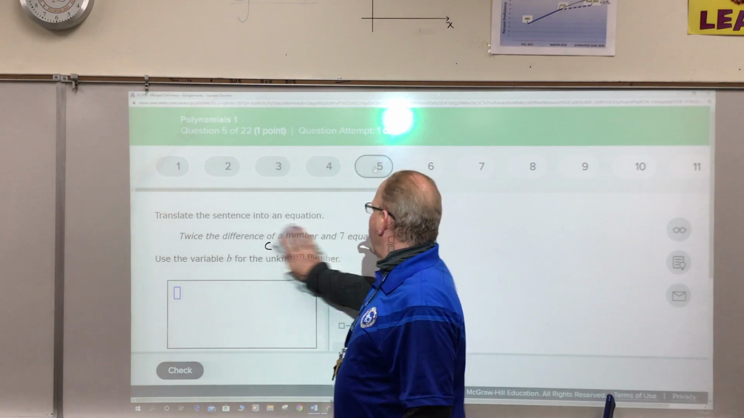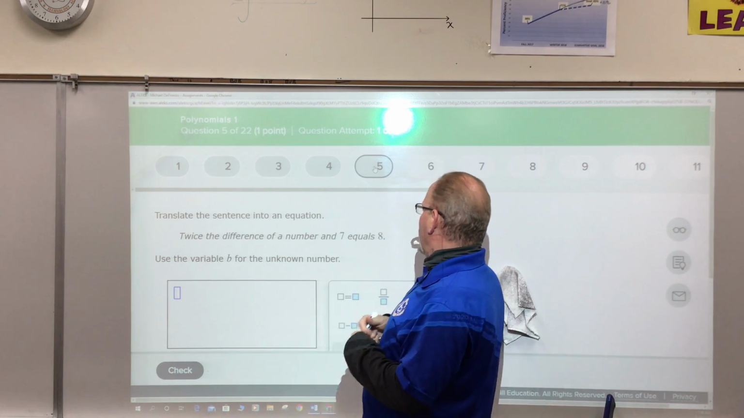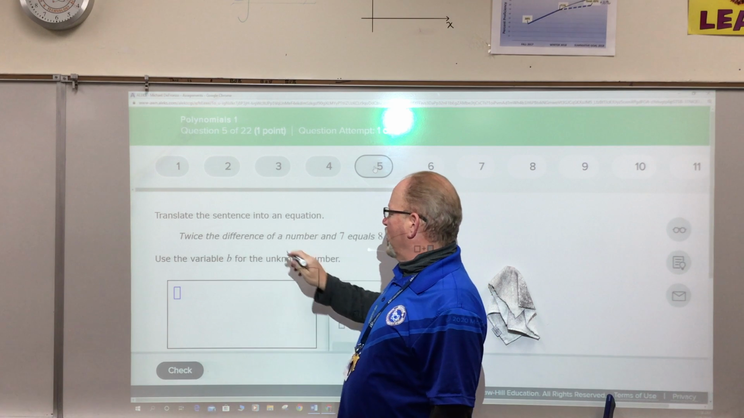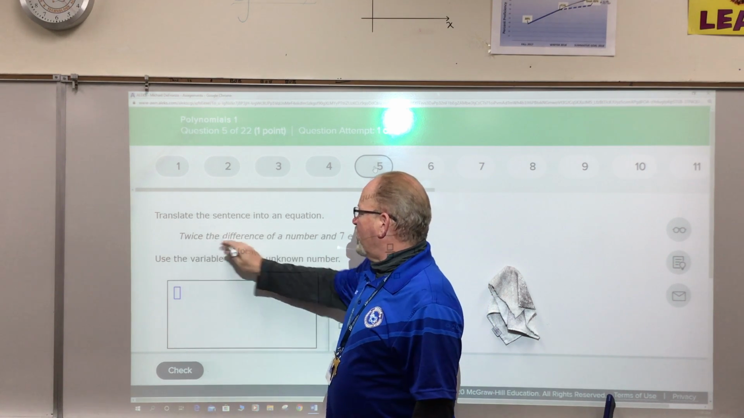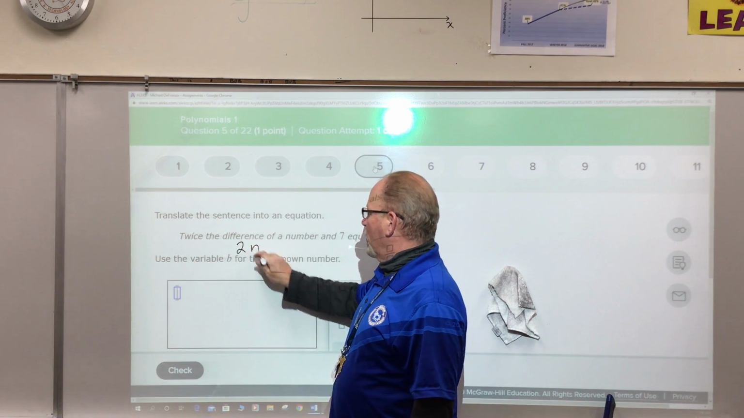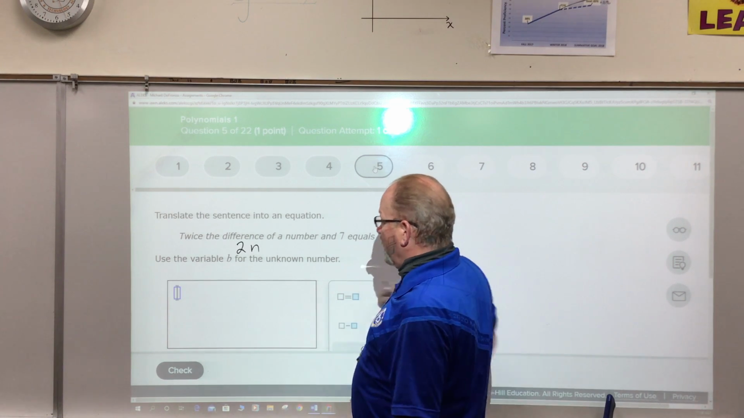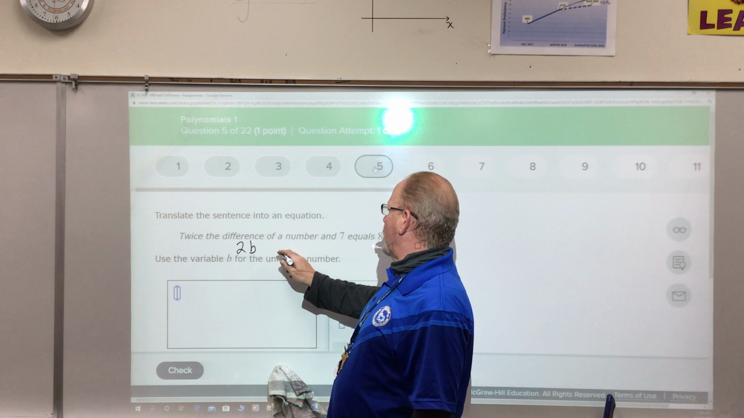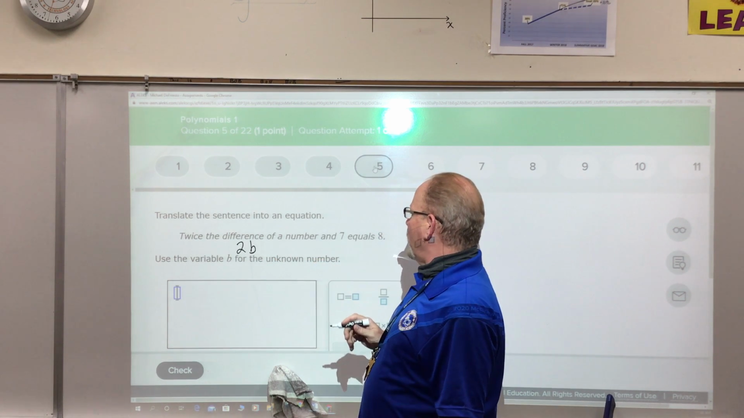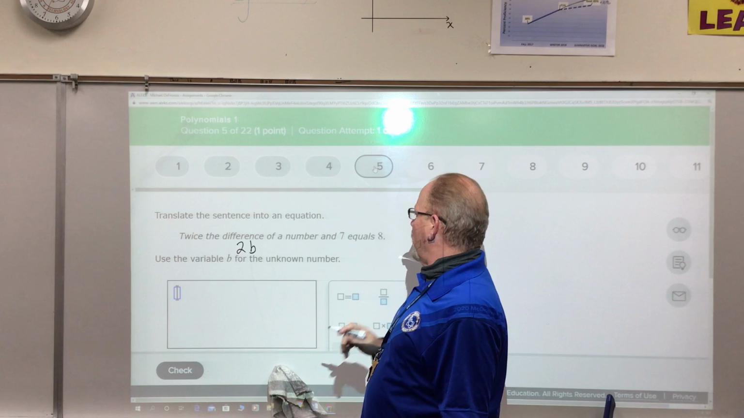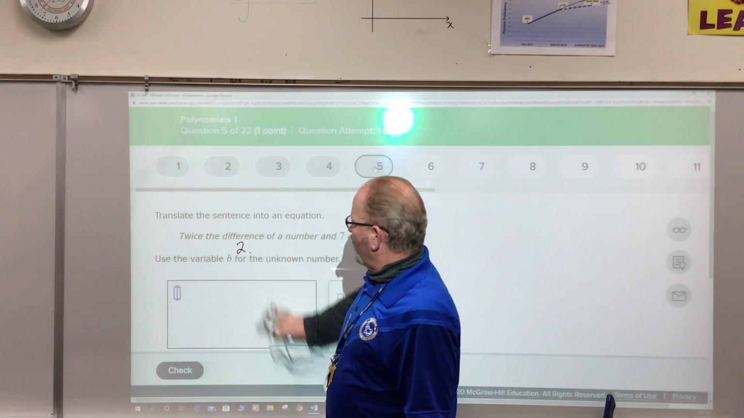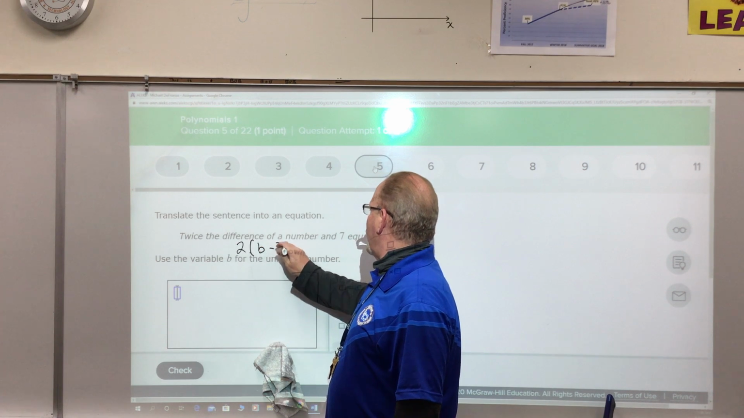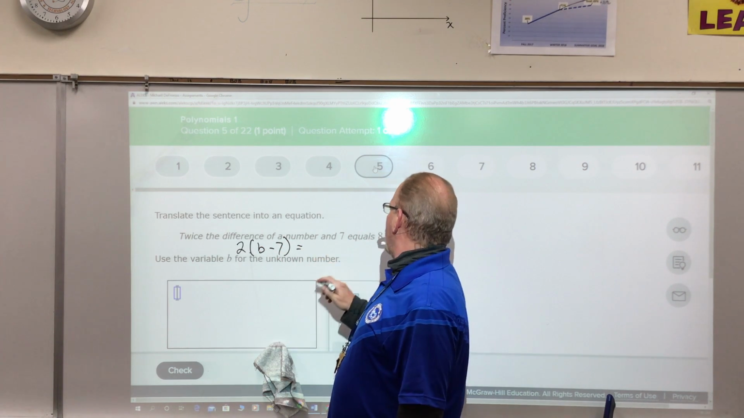Twice the difference of a number and 7 equals 8. The difference of a number and 7. Twice the difference of a number. Oh, use B for the unknown. 2 times B. Twice the difference of a number and 7. The difference of a number and 7 equals 8.